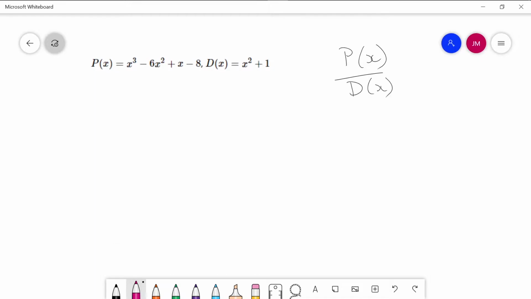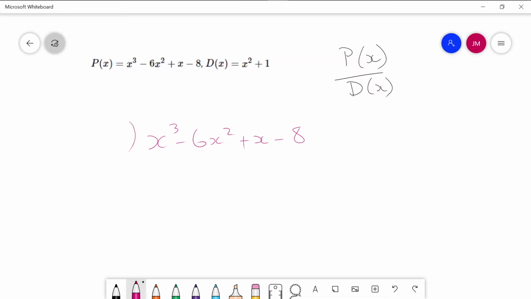Now, the key thing to remember here is if you don't have a term for each of the powers of x, you can put one in, just make the coefficient 0. So I'm going to be writing this one as x cubed minus 6x squared plus x minus 8, and I can see that I've got x cubed, x squared, x to the power 1, and x to the power 0, which is 1, so that's my whole number at the end.